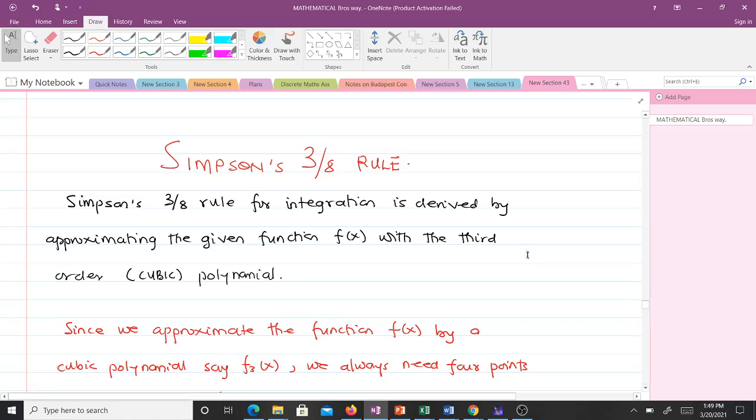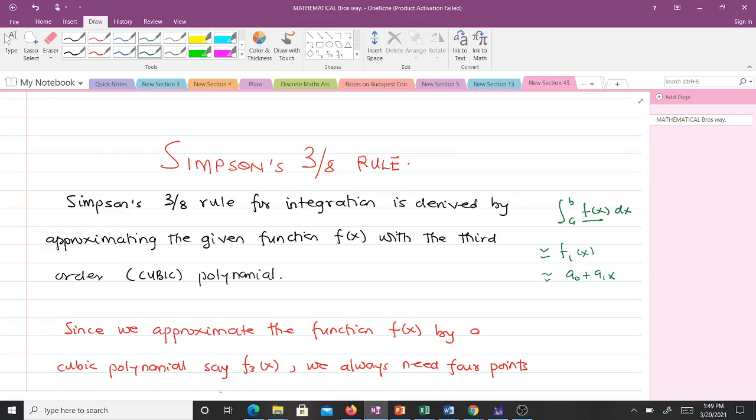We said that with the trapezium rule, when you are integrating this function f of x dx from a to b, if you want to use the trapezium rule, the integrand, which is f of x, we approximate it with a first order polynomial. So the first order polynomial is of the form a0 plus a1x. And you see, with a first order polynomial, we always need 2 points, right?